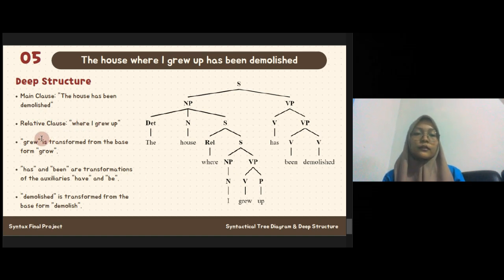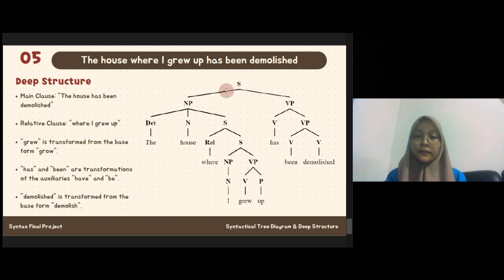The word grew in the sentence is transformed from the base form grow, and then the words has and been are a transformation of the auxiliaries have and be. And then the word demolished in the sentence is transformed from the base form demolish. Then let's see the syntactical tree diagram.